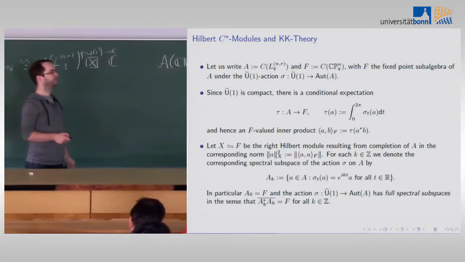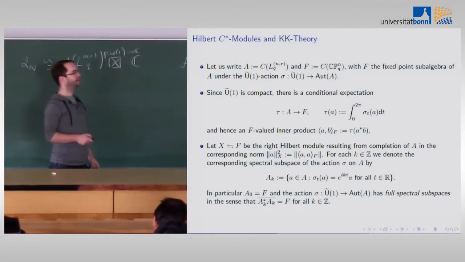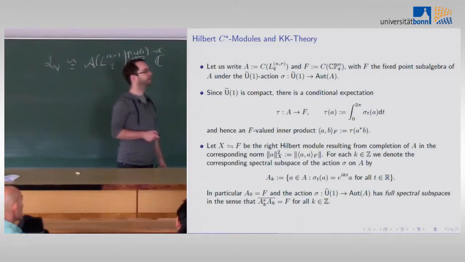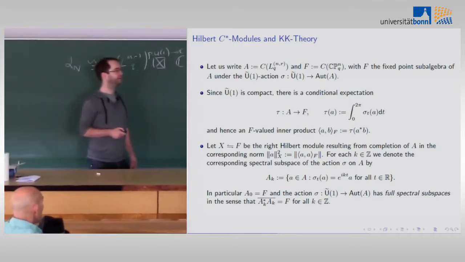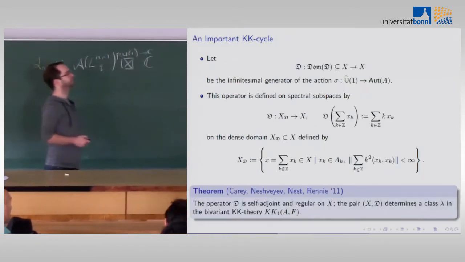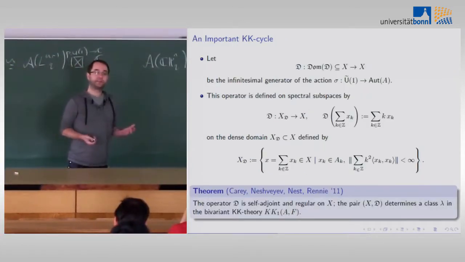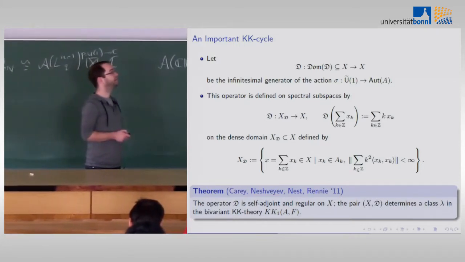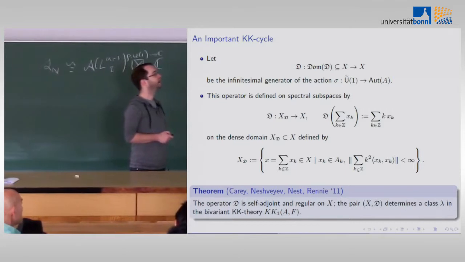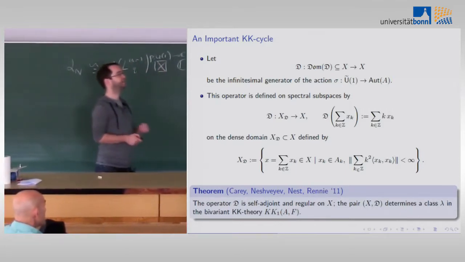And the important observation is that this action has what we call full spectral subspaces, in the sense that if I take the subspace generated by elements of the form A_k star A, and then I take the completion, this gives me a copy of F for every k. And from this I can build an important KK cycle. So I let D be an operator from this Hilbert module to itself, the infinitesimal generator of this action.